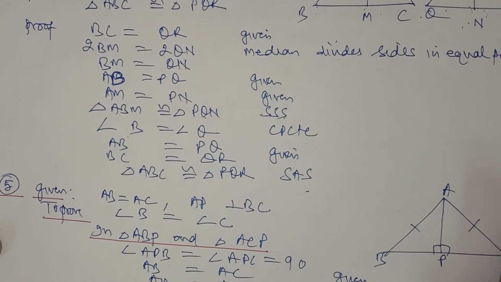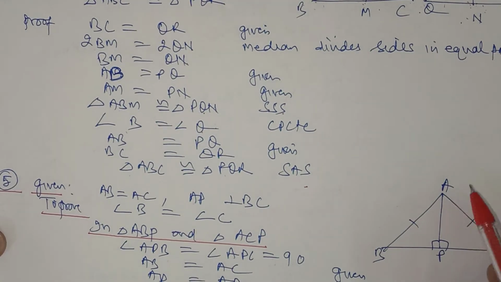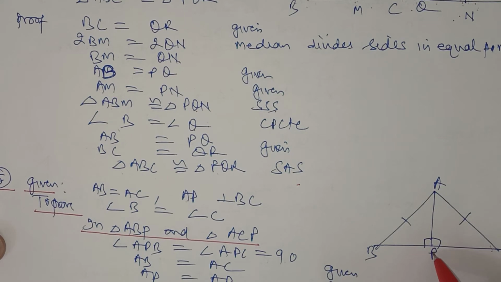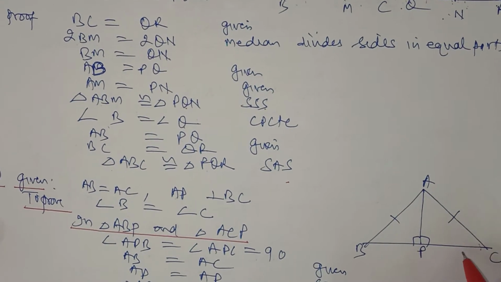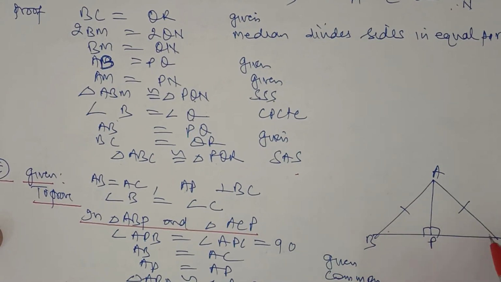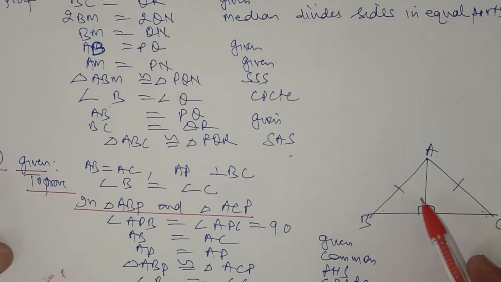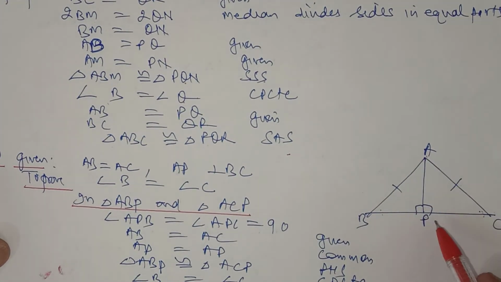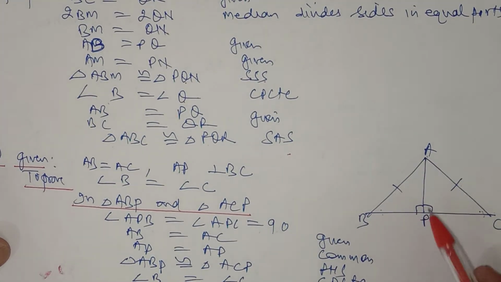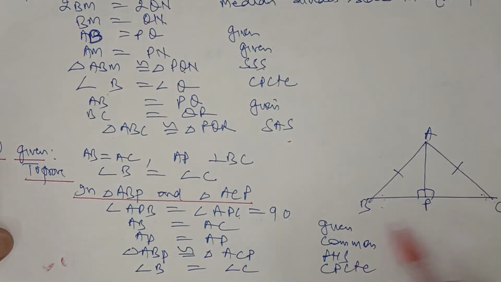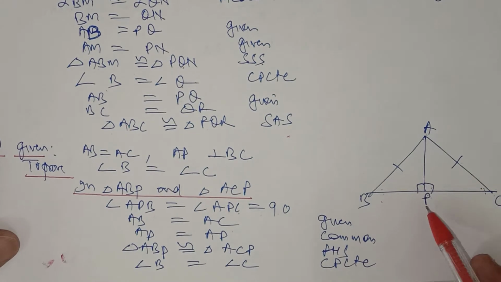Now in question number 5, it is given that there is an isosceles triangle, AB is equal to AC, and AP is perpendicular to BC. You have to prove that angle B is equal to angle C. That is, we are proving that the sides opposite to equal angles are equal. So in triangles ABP and ACP, angle APB is equal to angle APC, both 90 degrees, and AB is equal to AC, it is given, and AP is common.